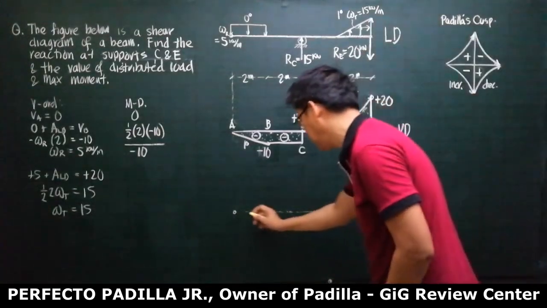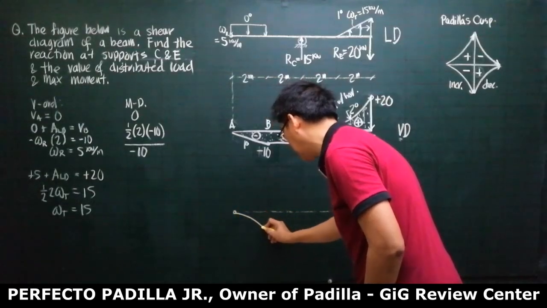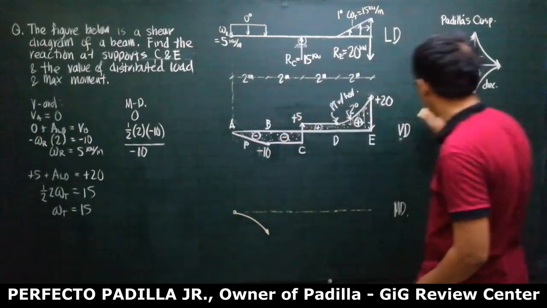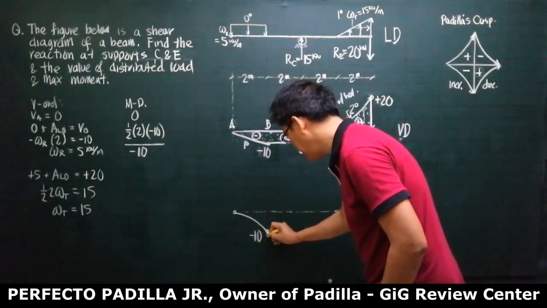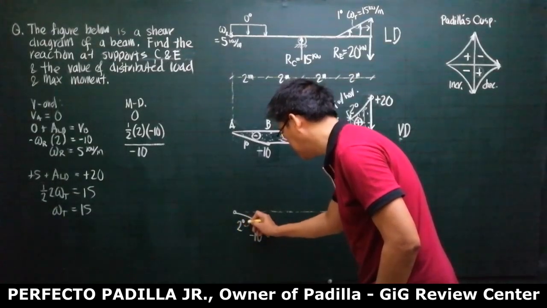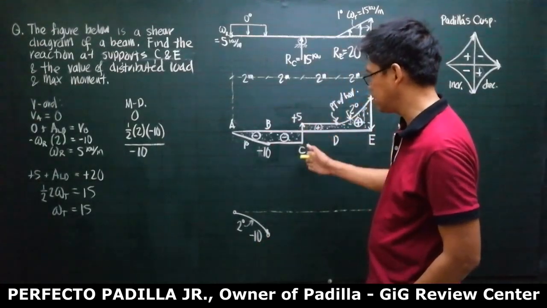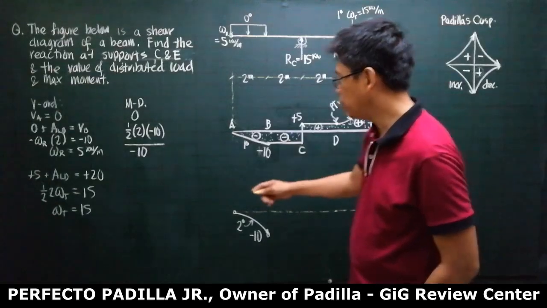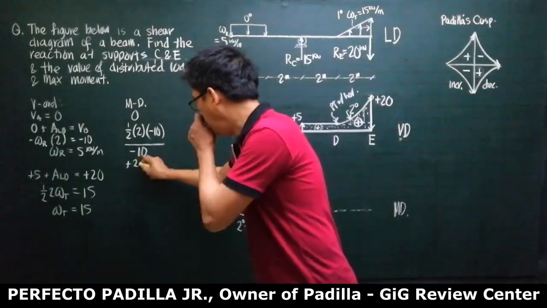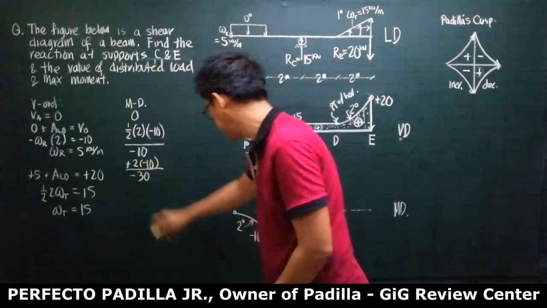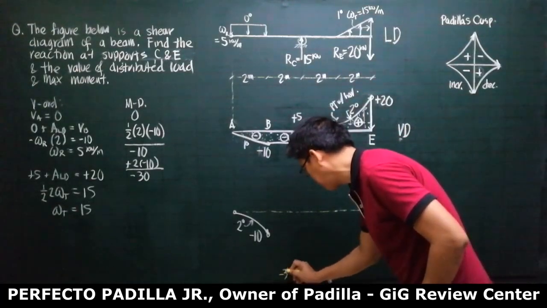Negative increasing is this one. So the curve must be something like this. It started with 0. It starts with the tangency with the horizontal. So it would be something like this, and this is negative 10. Let me repeat, this must be a second degree curve. So minus 10 plus this area, which is the shear here, is the moment here. So it would be plus, this area is 2 by negative 10. So this is going to be minus 30.